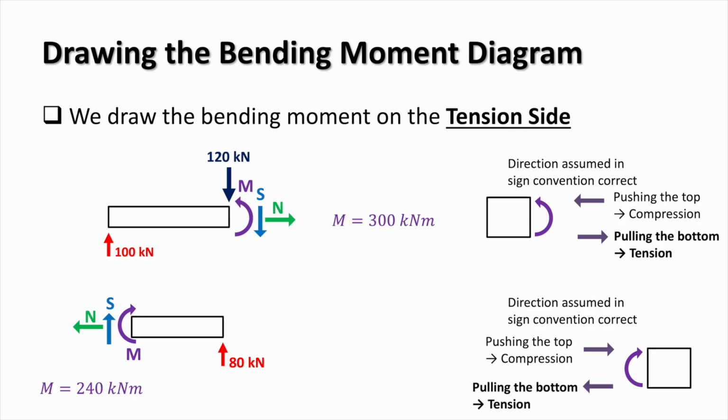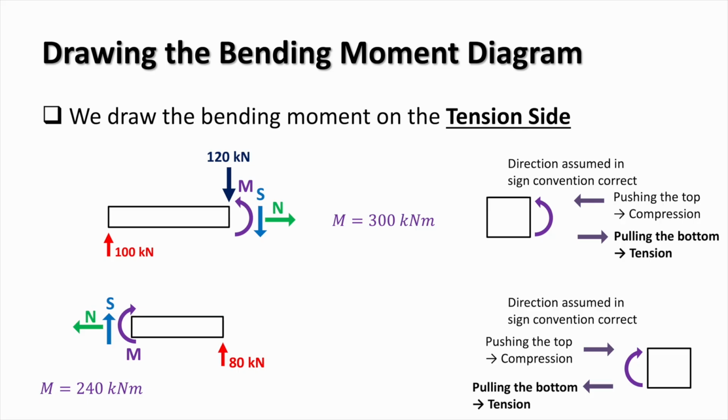If the moment causes the beam to bend so the top fibers are pushed together, then the top is in compression. At the same time, the bottom fibers are being pulled apart, which means the bottom is in tension. And this corresponds to what we call a positive bending moment, or sagging behavior. In this case, the bottom side is the tension side, and this is where we draw the bending moment diagram.